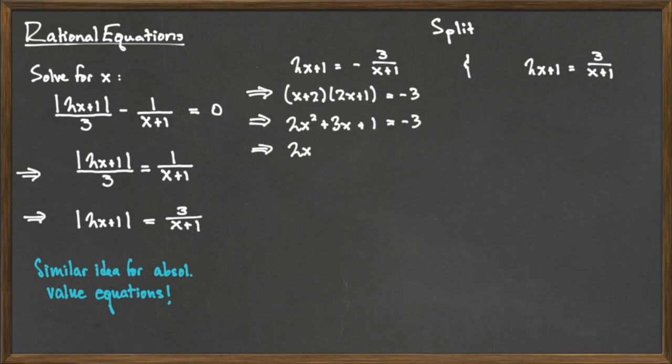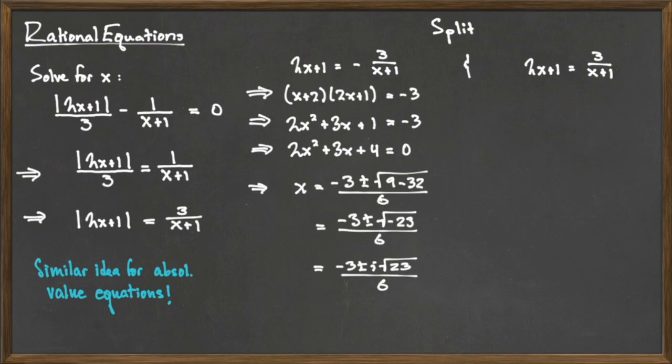Foiling this out and writing it in standard form will land me at the equation 2x squared plus 3x plus 4 equals 0. The AC method fails here, so I need to rely on the quadratic formula to get the following solutions. Here I have imaginary solutions, so that first rational equation does not give me any real solutions. Let's move on to the next.